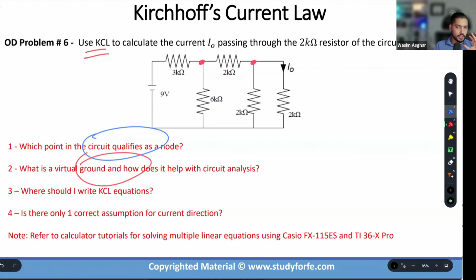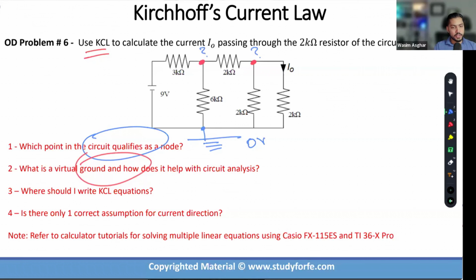You can pick any point for that, but as you can see, this will serve as a good reference point because this is a point where all the branches are meeting. So we can call this a 0 volt reference. Make sense? And then I'm going to start writing KCL at this point and at this point, and you will see that it will work out just fine.